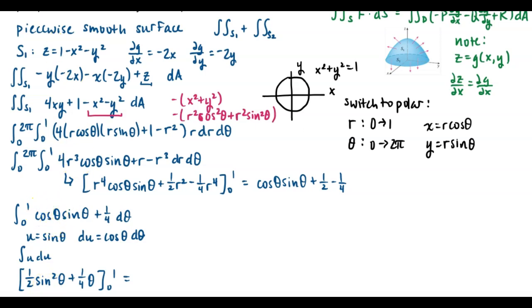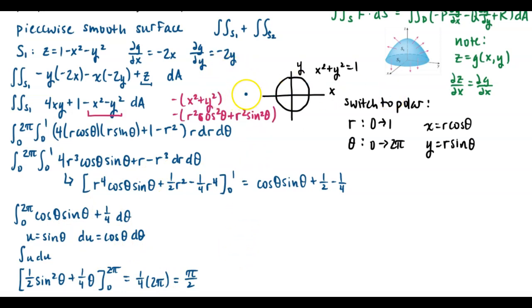I'm sorry, 0 to 2 pi. Sorry if we confused anyone there. All right, plugging in 2 pi, we know the sine of 2 pi is 0. In fact, we know the sine of 0 is also 0. And so the only thing we're going to be left with is 1/4 times 2 pi, which is equal to pi over 2. So this is for S1.